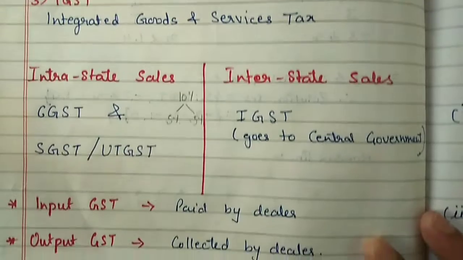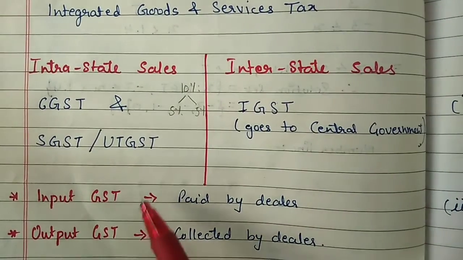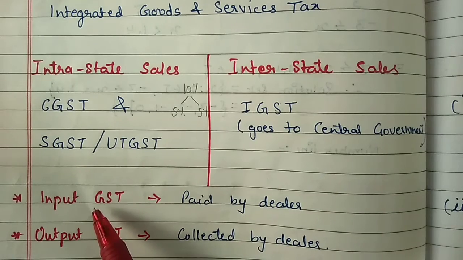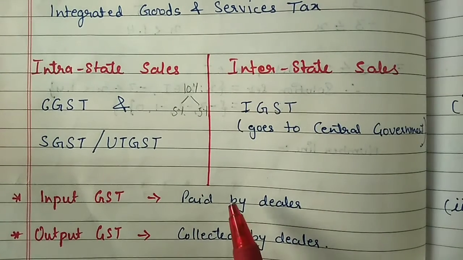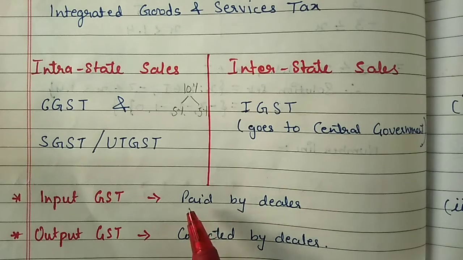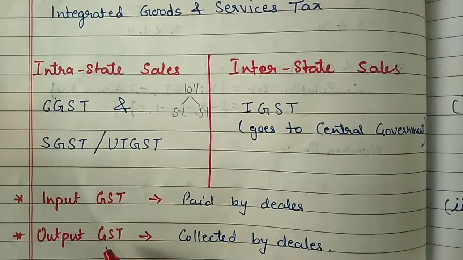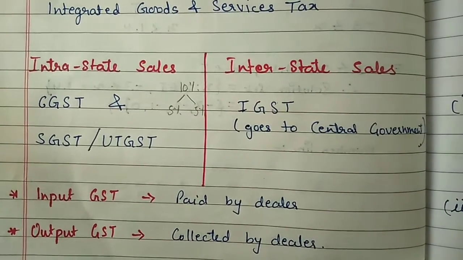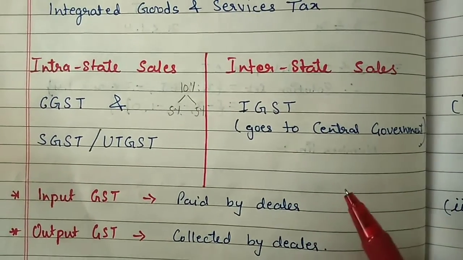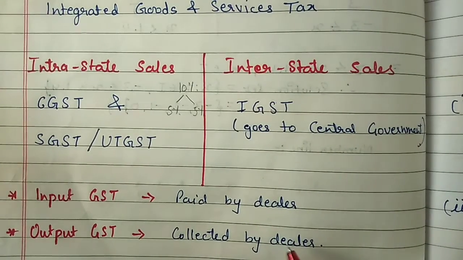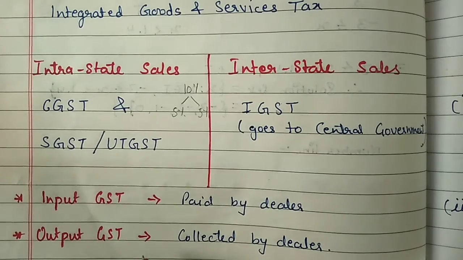Next you will get these two terms also in this chapter, input GST and output GST. Input GST means paid by the dealer. When the dealer purchases something, at that time he has to pay GST. That GST we will call input GST. And output GST is when the dealer collects GST from the customer. When the dealer sells that item, he will collect some GST from the customer. That is output GST.